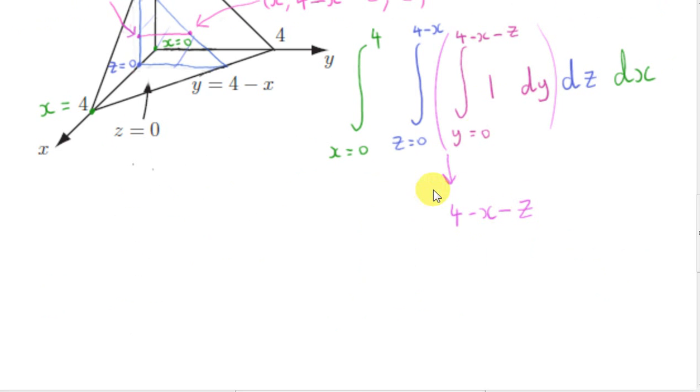Okay, and we want to integrate that with respect to z, from z equals 0 to 4 minus x. So we get 4z minus xz, because x is treated as a constant. If we integrate minus z, we get minus a half z squared.